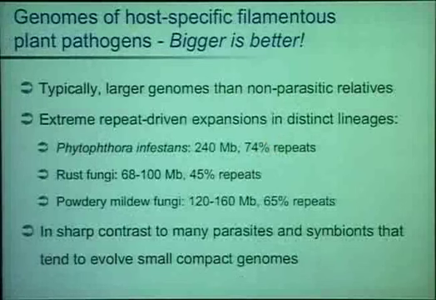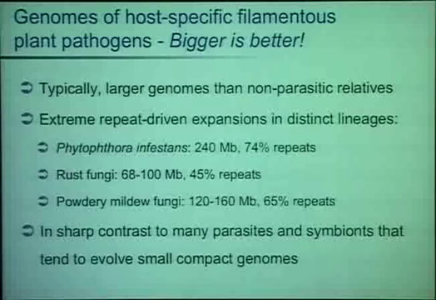OK, so the interesting point here, and really the topic of my talk, is that in filamentous plant pathogens, bigger is better. OK, so this is unusual because, first of all, these are definitely larger genomes than non-parasitic relatives. For instance, in Phytophthora infestans, the genome size is 240 megabase. This is huge. This is twice Arabidopsis. 74% repeats. We recently sequenced the closest non-parasitic relative of Phytophthoras.